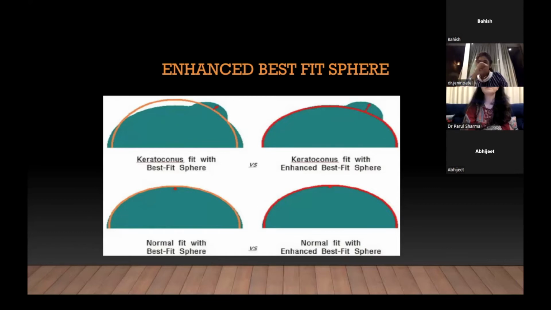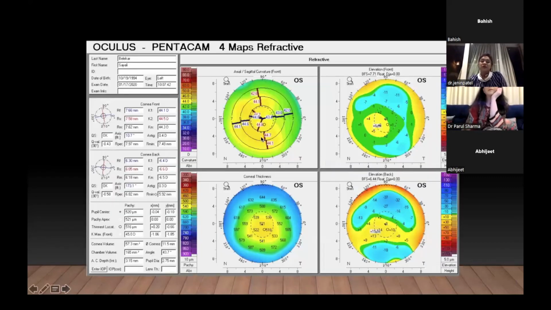So let's see some examples, and I think that will probably make it clearer, or else we'll come back to the concept again. So let's say this particular patient. So here what we see in this graph is, looking at all the numeric readings, they are fine except for your thinnest location, which is 0.66, something that wants to give you suspicion.